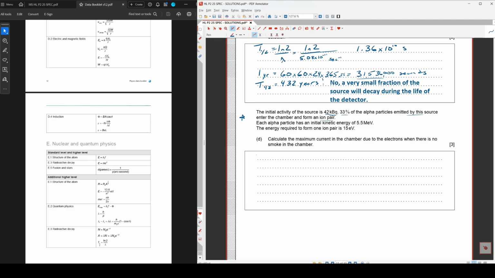All right, here's how I want to think of it. I would do it this way. 42,000 becquerel means 42,000 decays per second. So I got 42,000 particles per second is what that first thing is telling me. And 33% of those actually enter the chamber. So it's emitting this many every second. Why don't we try taking 33% of that, right? Take a third of that. And I get 13,860 alpha particles per second making their way into the chamber.